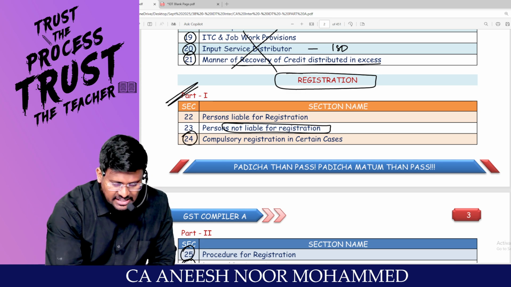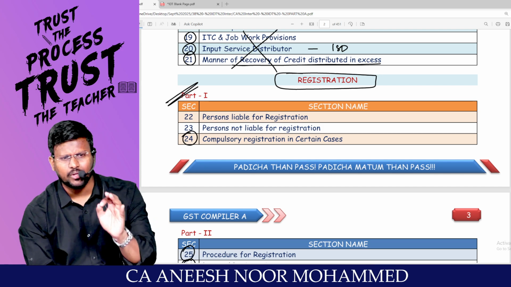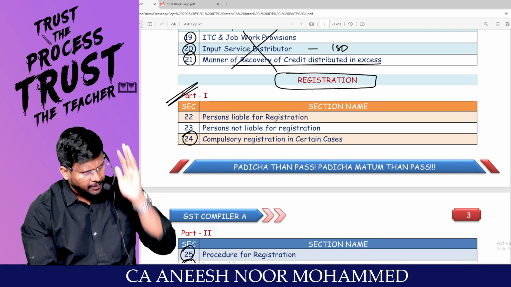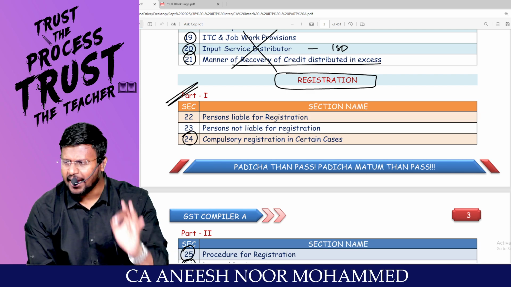Section 24 is the compulsory registration. Certain people are compulsorily liable to take registration.